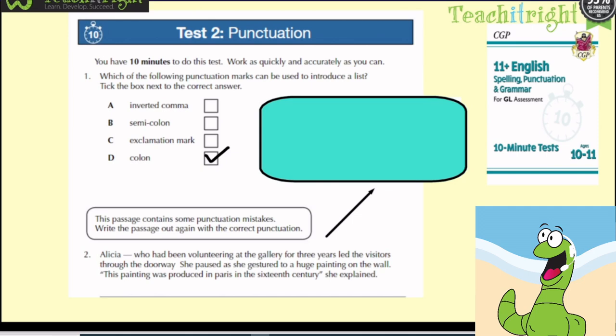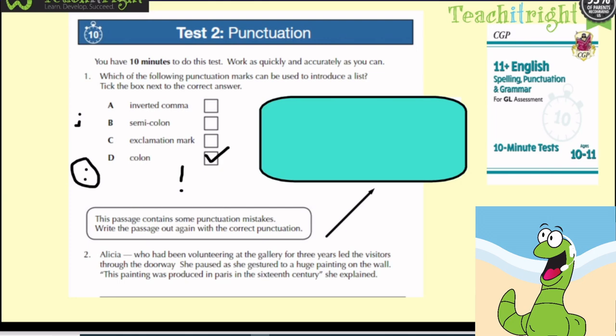And this is a colon. If you're not sure what a colon looks like, it is literally like 2 full stops, one on top of the other. A semicolon is similar, but it's like a full stop and a comma. This replaces a conjunction, but it's a colon that can be used to introduce a list. Inverted commas are, of course, for speech, otherwise known as speech marks, and an exclamation mark is exactly that, used for an exclamation.